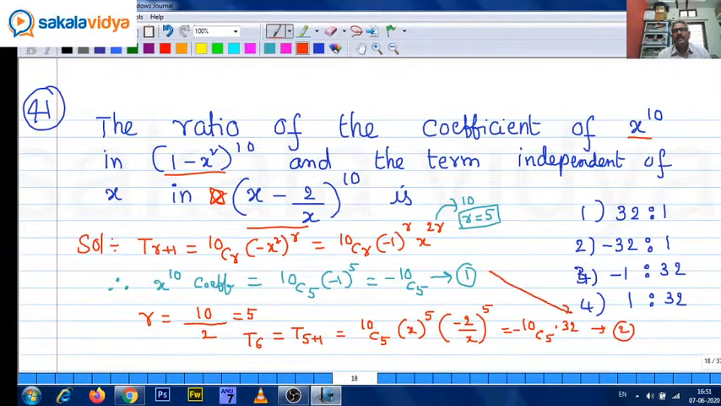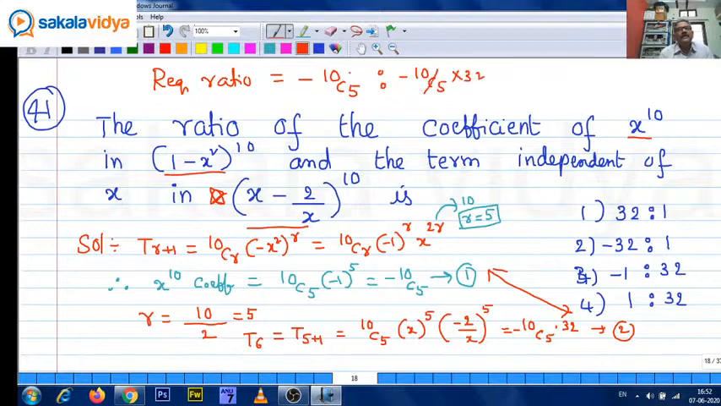Ratio between these two we need to find out. Required ratio is equal to minus 10C5 is to minus 10C5 multiplied by 32. So 10C5 gets cancelled. Here 1, here also 1, minus minus gets cancelled. We have 1:32. So that means fourth option is the desired option. Fourth option is the desired option.